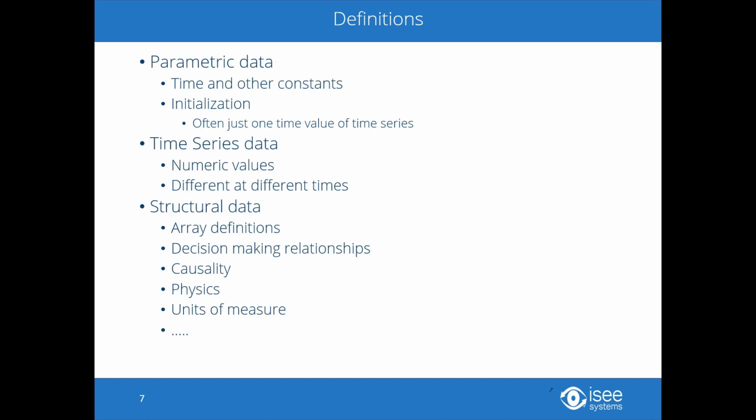So a couple of definitions, these are terms I will be using. Parametric data, I just mean time and other constants, like how long it takes to perceive the delivery delay, to use a really old example. Initialization of values, what's the initial population? Time series data are numeric values that are different at different times. So we'll be looking at a bunch of those. Obviously, that's the bread and butter of the models we do with Stella. And then there's what I call structural data, which includes array definitions, and we'll talk about importing and exporting those, but it includes a lot of things we don't import or export: decision-making relationships, causality, physics, units of measure, all the things that go into building a really fine Stella model.